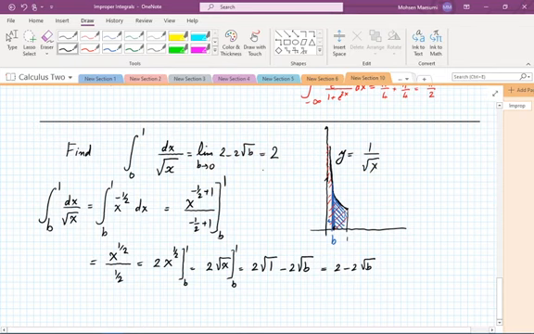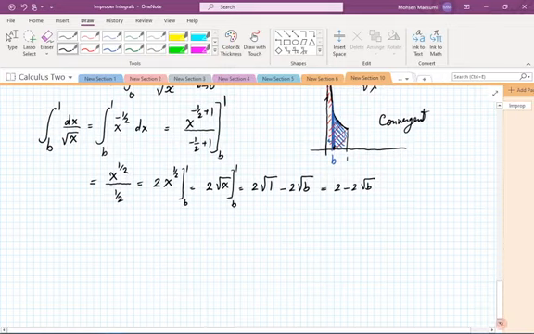So the area is finite, is in fact 2, and we also label this situation as convergent because we ended up with a finite number. Well, what's the opposite of that?